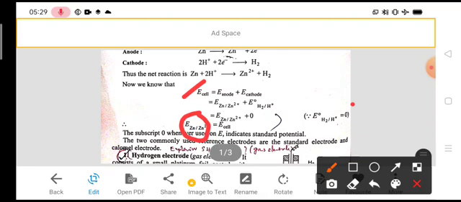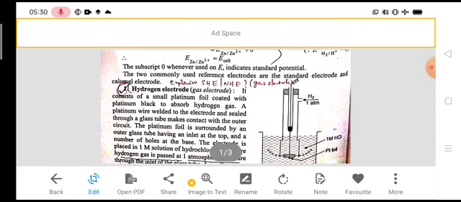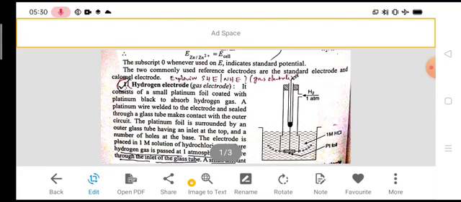There are two commonly used reference electrodes. One is the normal hydrogen electrode, which is also called the standard electrode, and another one is the calomel electrode. So now I want to explain the normal hydrogen electrode. It is also called a gas electrode.